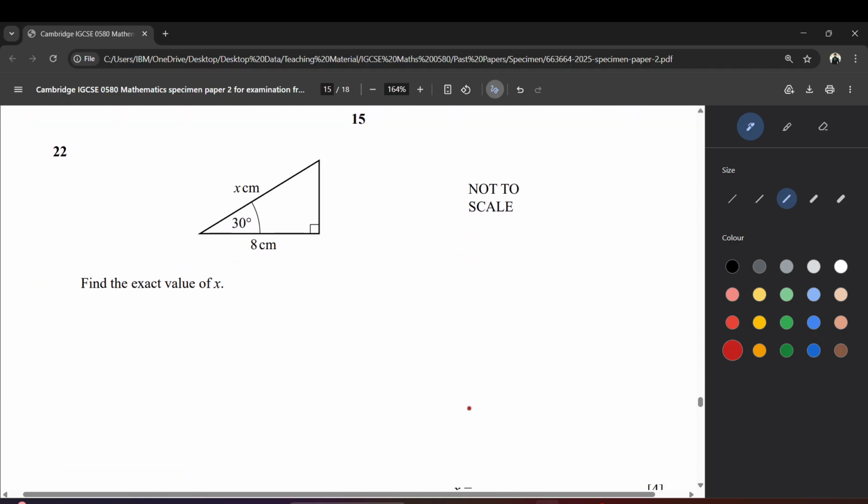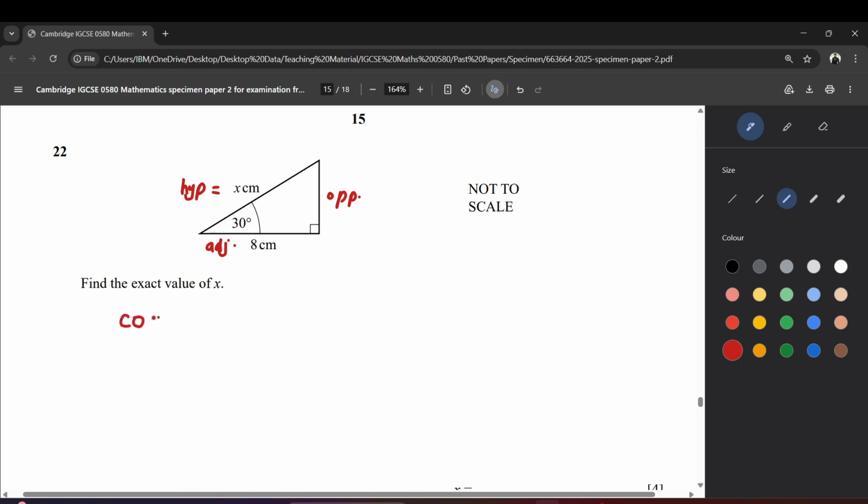Question number 22. Find the exact value of x. Okay. So you've been given a right angled triangle. You have an angle. So this is your adjacent. This is your opposite. And this is your hypotenuse. Okay. You have been given adjacent and you have been given hypotenuse in terms of x. So that means that this is cos theta. The question is about cosine.